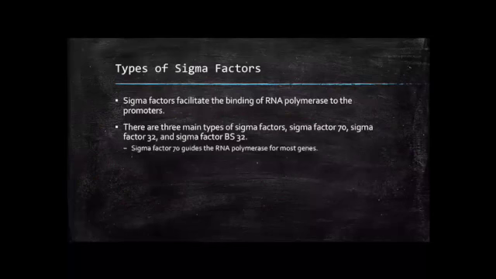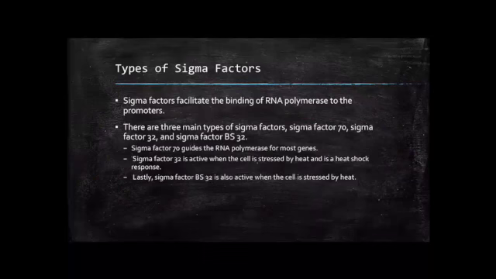Now, I mentioned earlier that the top box is where the sigma factor is most attracted to. So now I think it's important to discuss what exactly sigma factors are. Sigma factors facilitate the binding of the RNA polymerase to the promoters. There are three main types of sigma factors we're going to discuss today, and those are sigma factor 70, sigma factor 32, and sigma factor BS32. Sigma factor 70 guides the RNA polymerase for most genes.